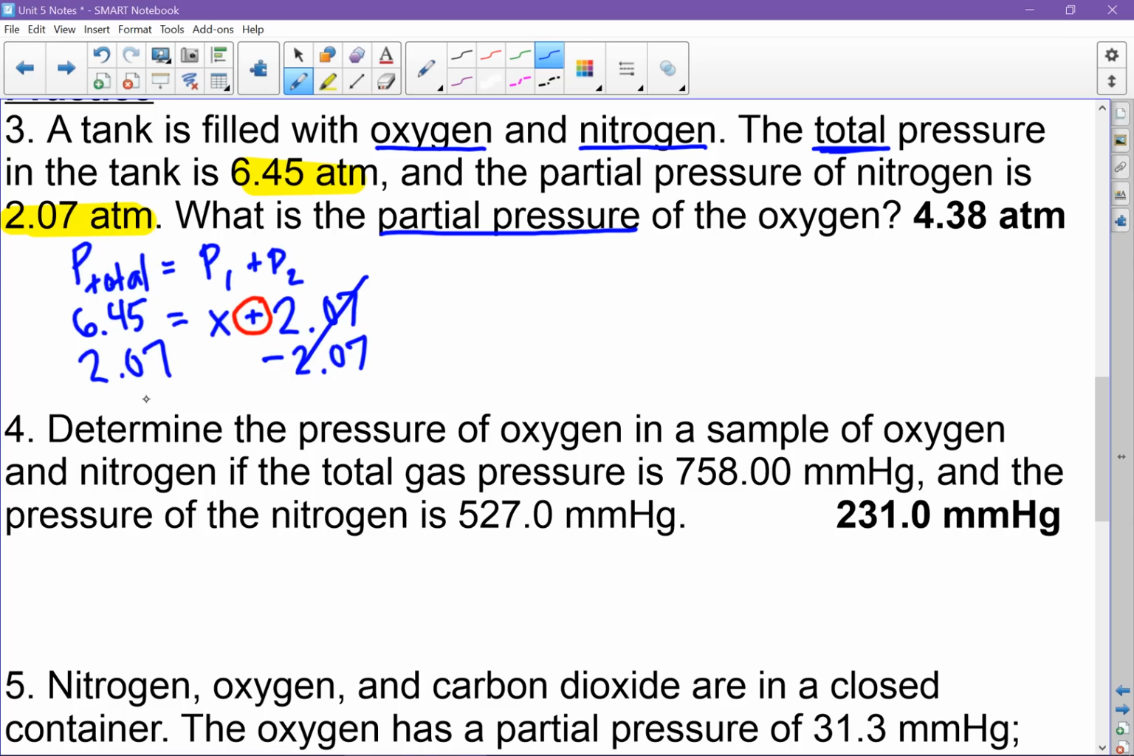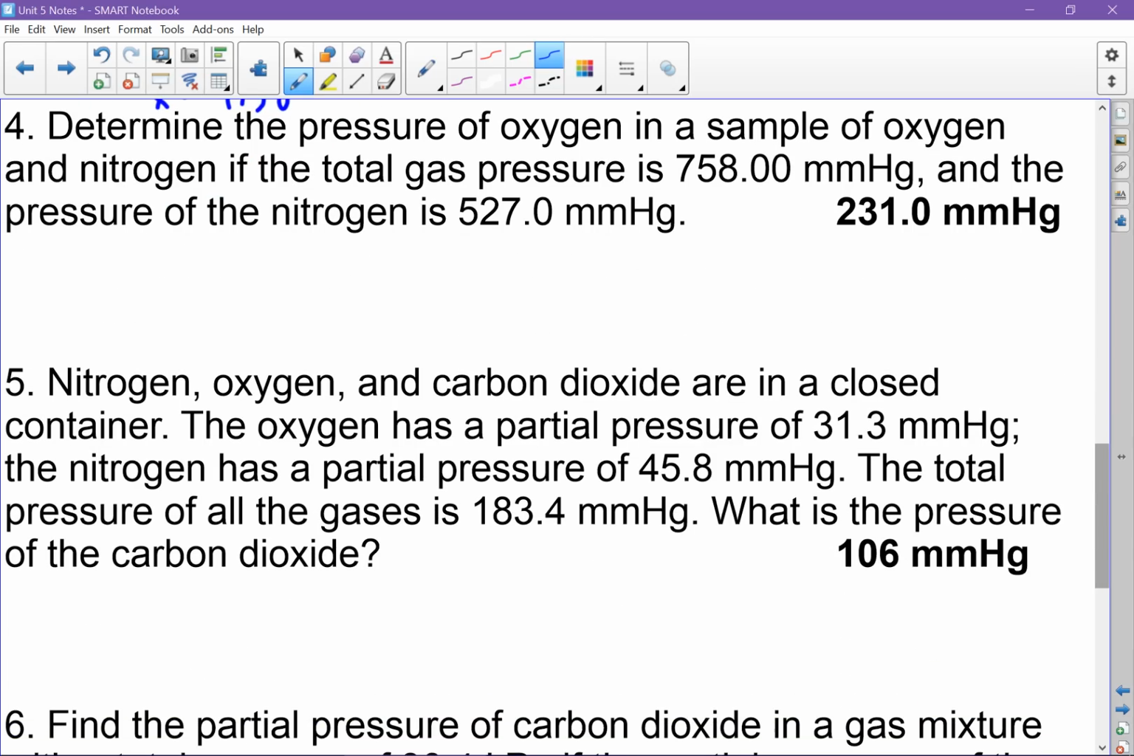I'm going to subtract those 2 numbers. So my calculator says 4.38. It already has the sig fig that we needed, and atmospheres was given in the question, and so that's why we put it on our answer.